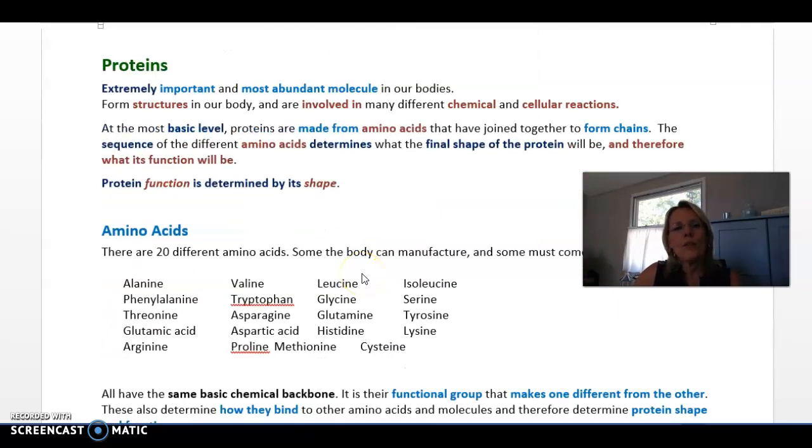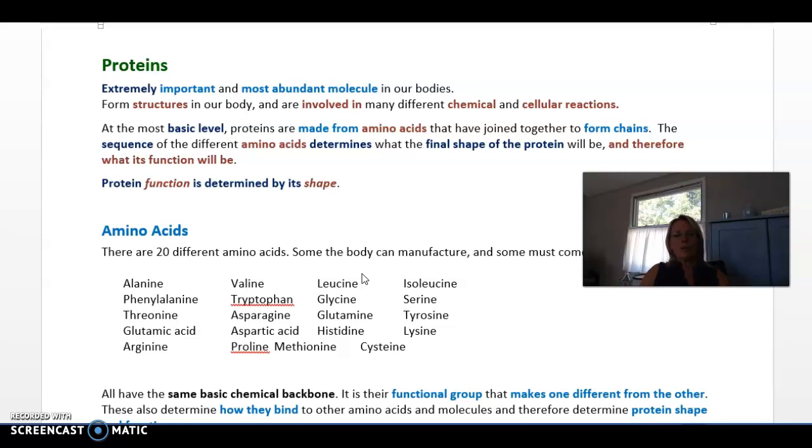All right, so moving on to proteins. So proteins, again, are the most abundant organic molecule in our body. They form the structures in our body. They're involved in a number of different chemical and cellular reactions. There are special proteins that exist in our immune system called antibodies that help us fight against infection. Proteins build our bones and build our muscles, and oh gosh, I mean, proteins are just everywhere.